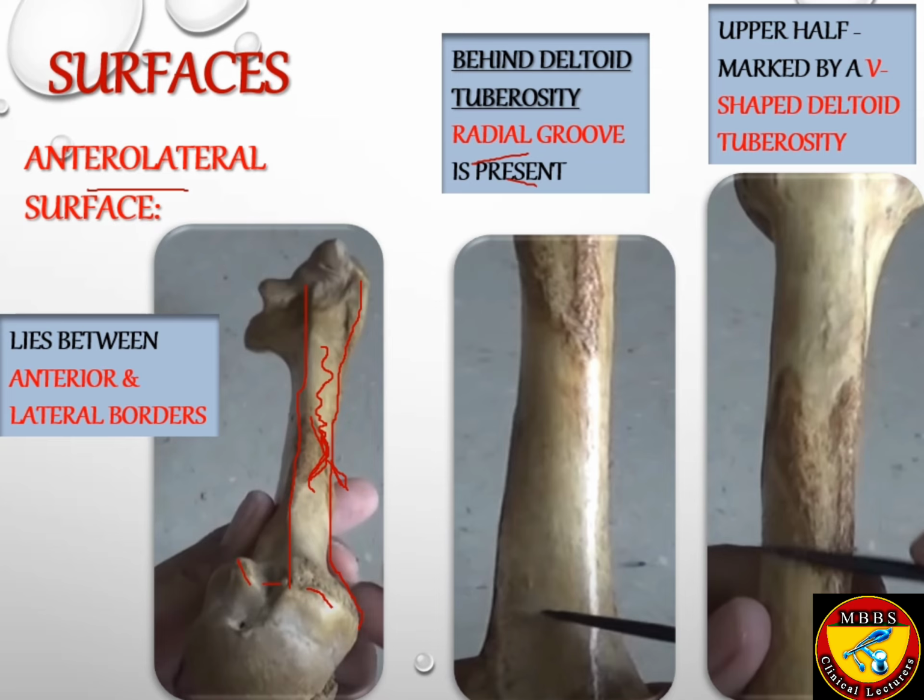Upper half is marked by the V-shaped deltoid tuberosity. This is the V-shaped deltoid tuberosity, which is present in the upper half of the anterior lateral surface.